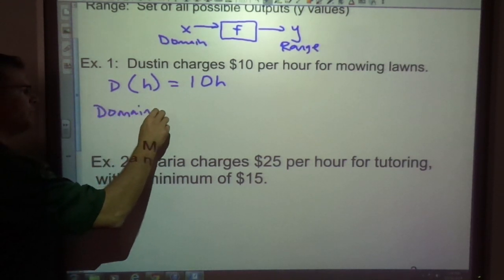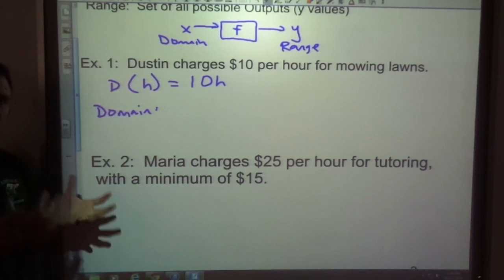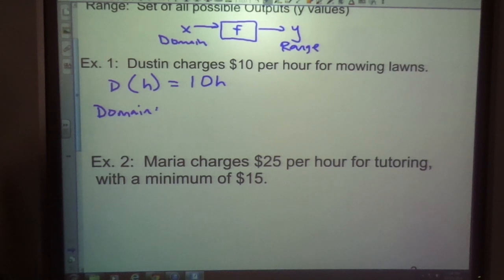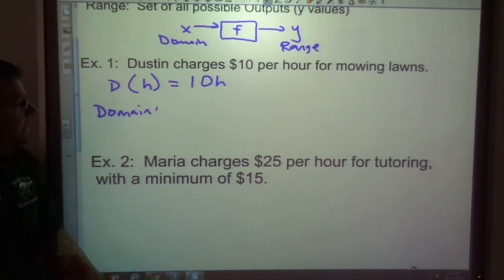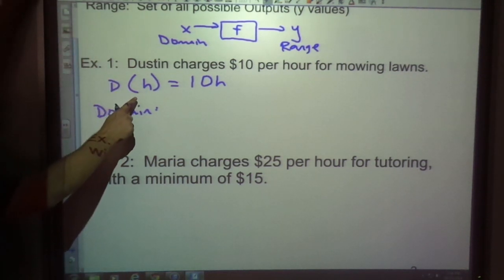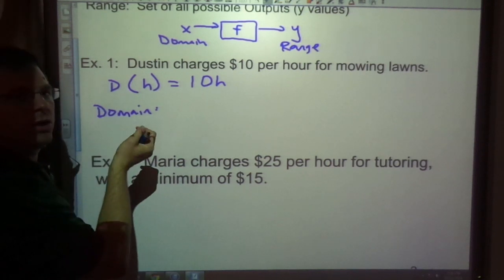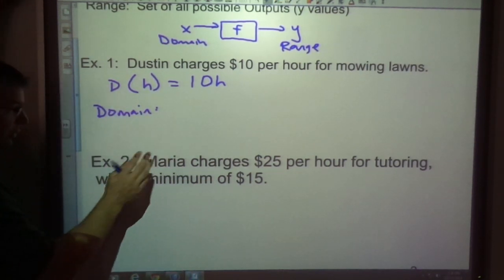What are the possible numbers that could go in as the input for h that makes sense in the situation? In this case, is he ever going to work a negative number of hours? No. So the negatives don't make any sense. Could he work 0 hours? He could, and he would make $0. Or he could work any positive number of hours until he gets tired. We don't know how much that is.